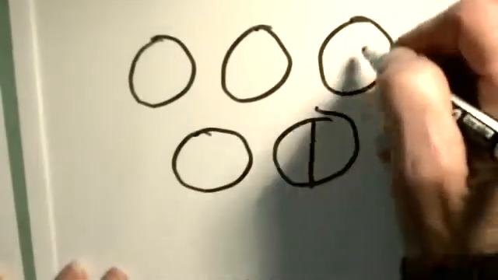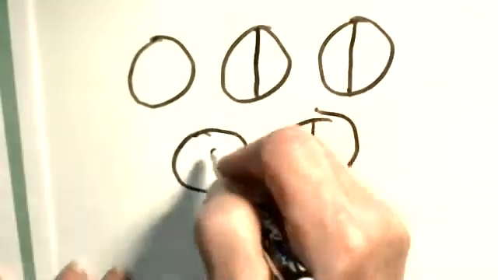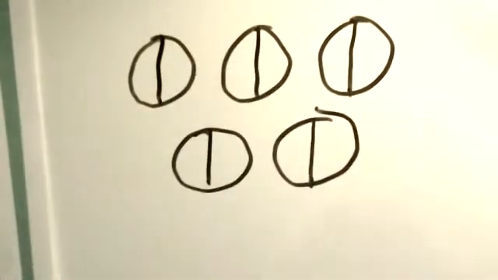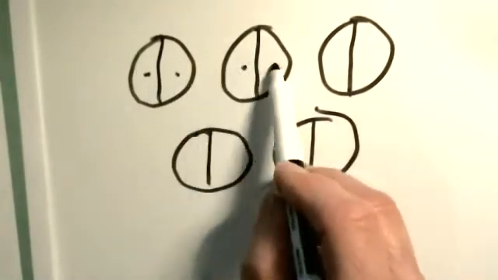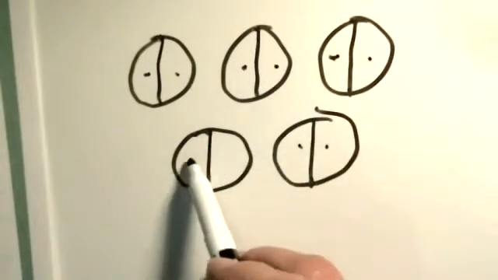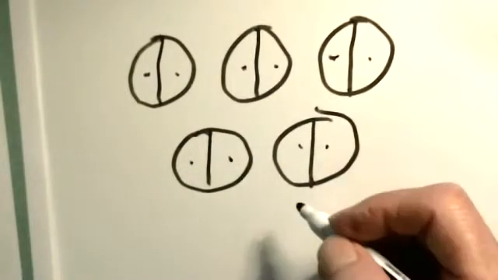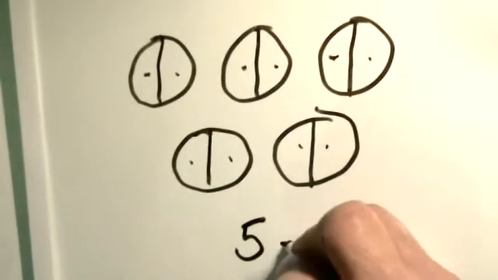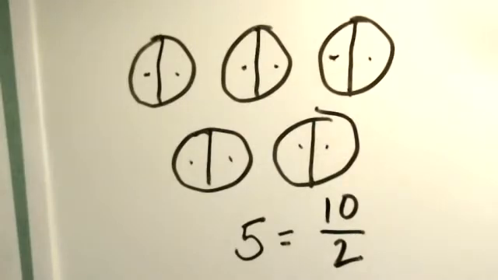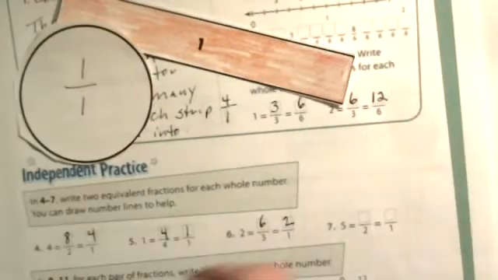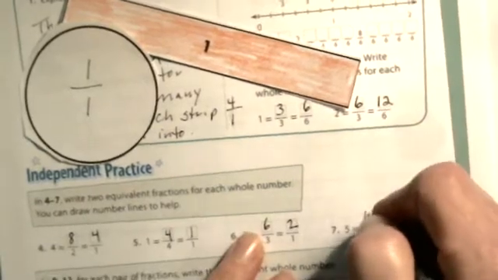Let's pretend that these are the exact same size, because it only works if they're the exact same size. I know they're not, but I'm going to break them into halves, and let's pretend also that those are exactly halves. So for these 5 wholes, how many halves do we have? 1, 2, 3, 4, 5, 6, 7, 8, 9, 10. So 5 equals 10 halves.